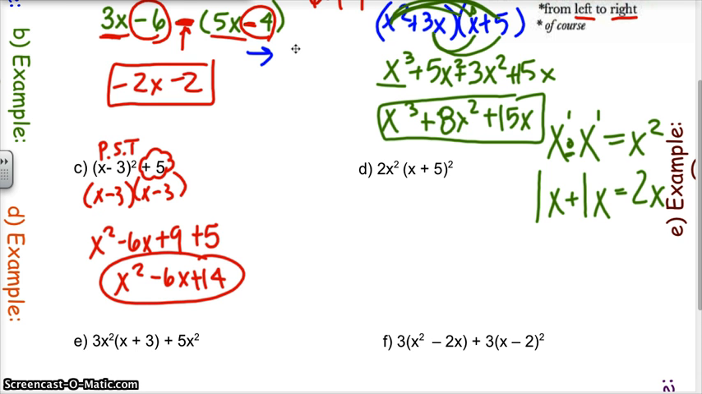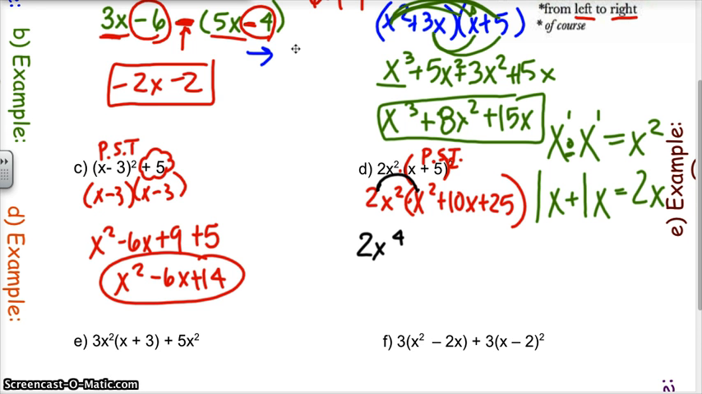All right, letter D. We have parentheses, but I can't combine inside, so that doesn't work. I need to take care of that exponent first. Just like the previous problem, this is a perfect square trinomial. I'm going to use my shortcut. That whole thing is being multiplied by 2x squared. Here's some distribution. And again, there's 2 x's here and 1 here, so that's 3. And one more time.